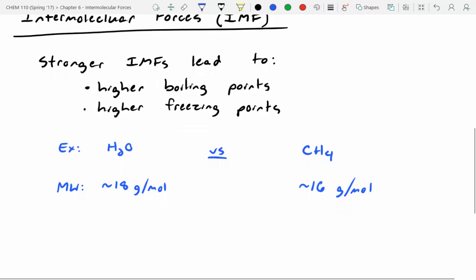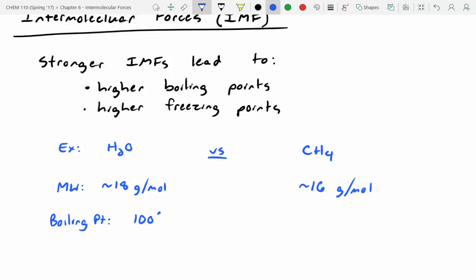However, if we go and we look at the boiling point, what's the boiling point of water? Yeah, about 100 degrees, depending on the pressure. And methane, does anybody have a rough guess at what temperature methane boils at?